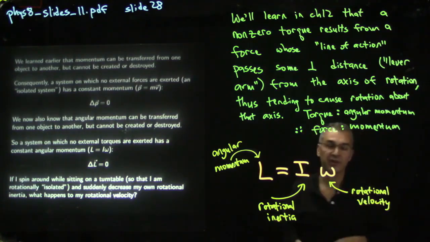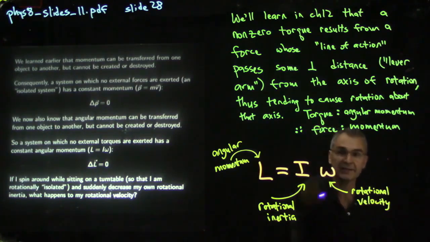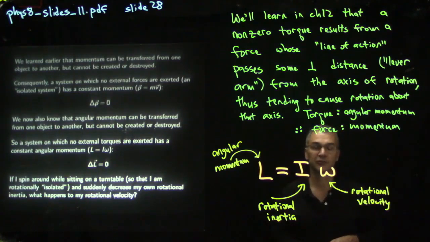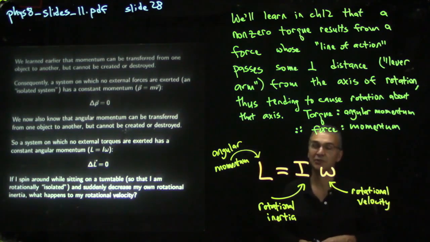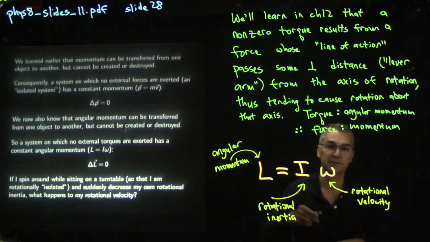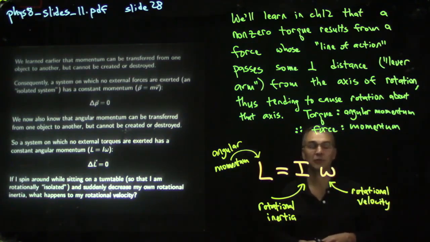Last video I called this angular velocity. It can be called either angular velocity or rotational velocity. Those are two names for the same thing. You notice we say angular momentum, we don't say rotational momentum. For some reason we always say angular momentum. Sometimes one says rotational velocity, sometimes one says angular velocity.